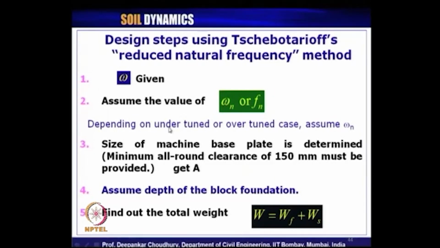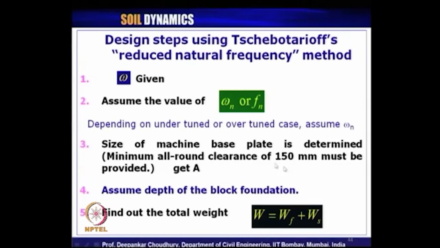Remember the design guideline of either overtuned or undertuned case, that it is using either this ratio of omega by omega n less than equals to 0.5 or greater than equals to 2. So, that is the second step to assume the value of omega n based on the no resonance criteria. The third step is size of the machine base plate, that is base area of the plate, we have to assume by considering minimum all around clearance of 150 mm, what is given as per the code.